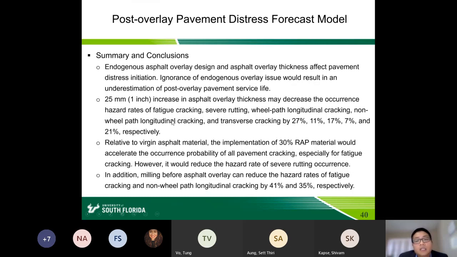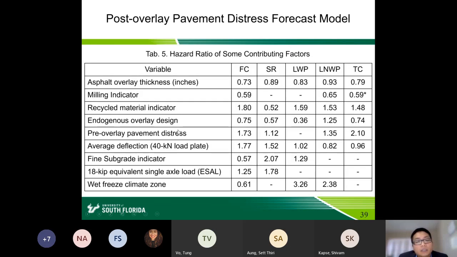Summary. As we can see here, the endogenous overlay design issue has significant effects on all pavement distress initiation.